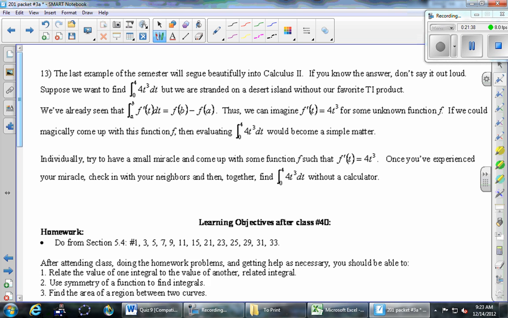Calc 1 is oftentimes called the differential calculus, the derivative calculus. Calc 2 is often called the integral calculus. So next semester will be all about integrals, and somehow there's a connection to antiderivatives, which we talked about a little bit last class. So that is that.